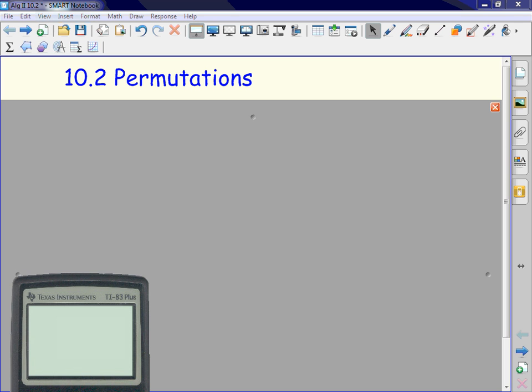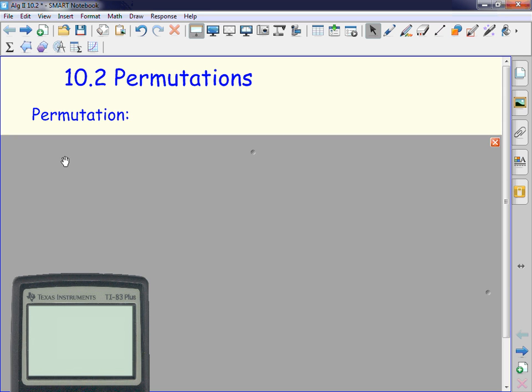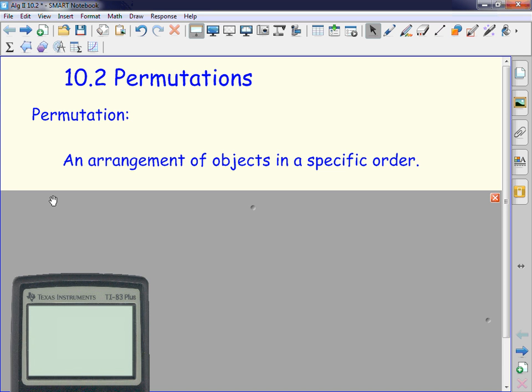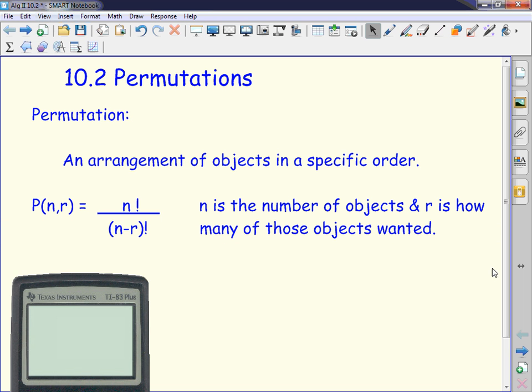10.2 permutation. A permutation is an arrangement of objects in a specific order. The formula for permutations is, if I have P of n comma r, this is n factorial all over n minus r factorial. N is the total number of objects, and r is how many of those objects you want. N is the total number, r is how many you want.